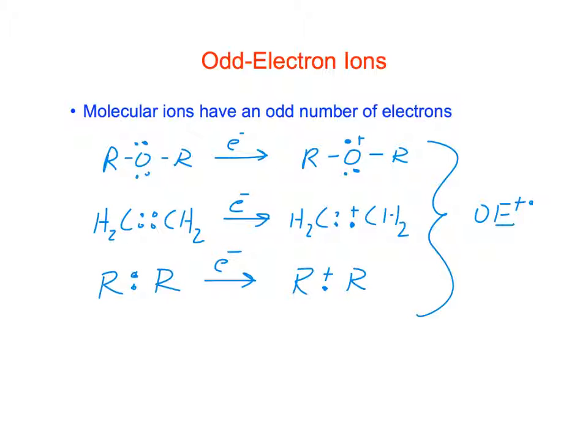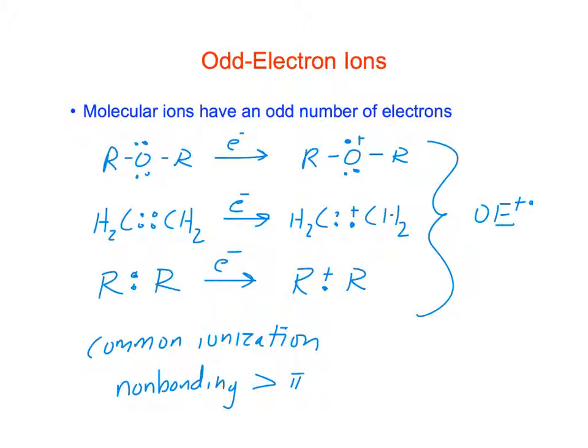The common ionization points are usually the non-bonding electrons, which are the most readily ionized. They take the least amount of energy. Then we have pi electrons, followed by electrons in sigma bonds.